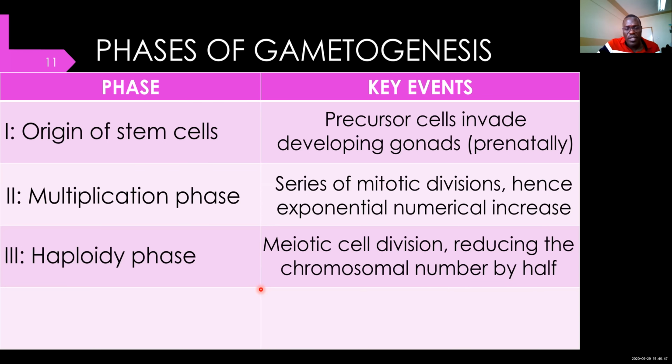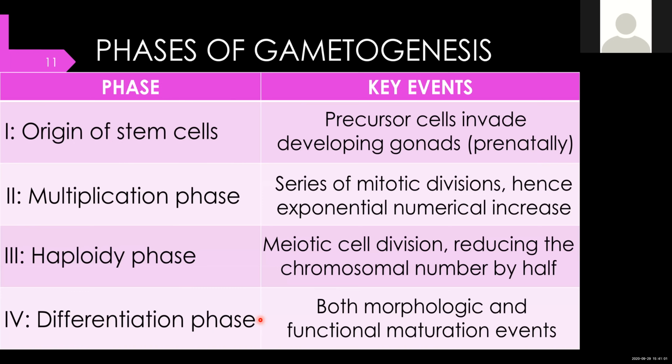After the third phase, the last phase of gametogenesis is what we call the differentiation phase. During the differentiation phase, the gametes mature, both morphologically as well as functionally. So there are some events that take place so that they change anatomically as well as physiologically. Good, so these are the phases of gametogenesis.